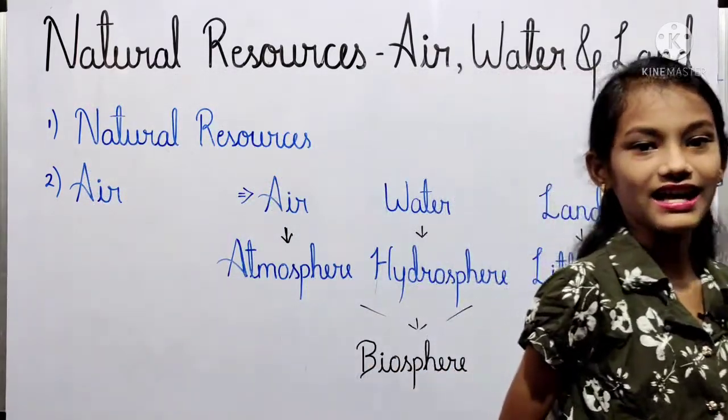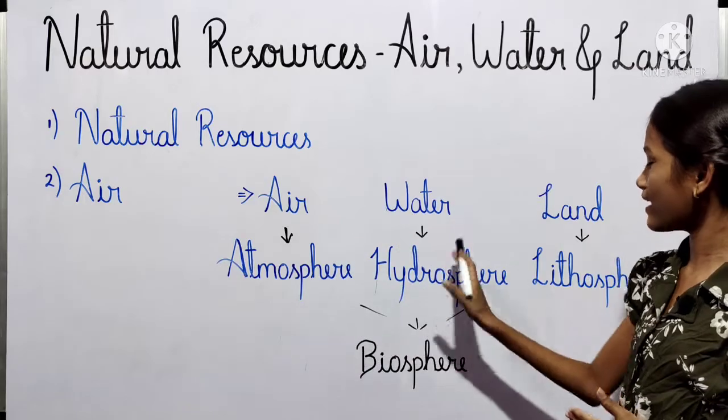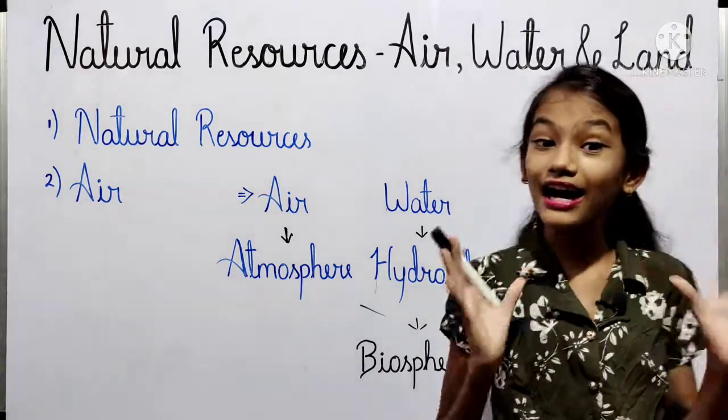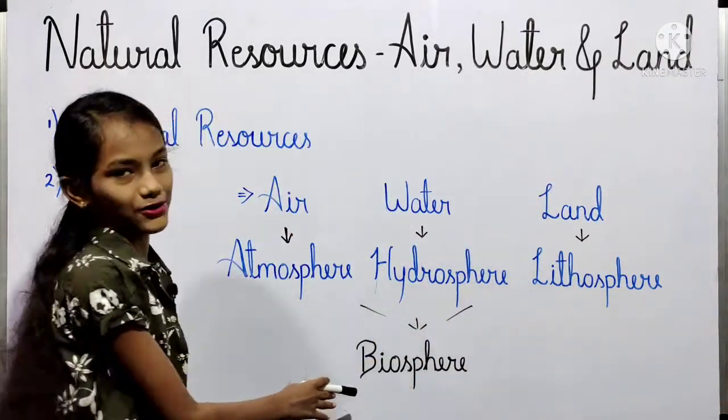And moreover, the different living things occupy these 3 spheres of the earth. And these living things and the parts of the atmosphere, hydrosphere and lithosphere are together called the biosphere.